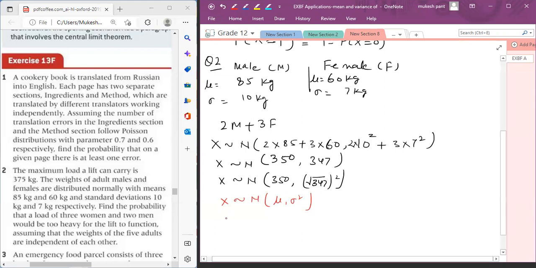Now we have to find the probability for X, which is a random variable. If you see the statement of the question, the maximum load a lift can carry is 375. It means if the load goes more than 375, the lift will not be able to function. So you have to find the probability that the random variable is greater than 375. You have mu and sigma, so you can use your GDC and see what the probability is.